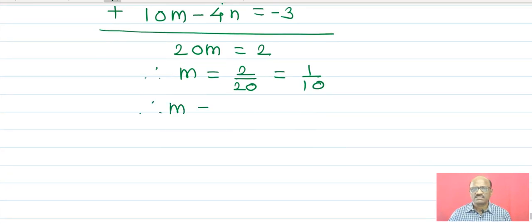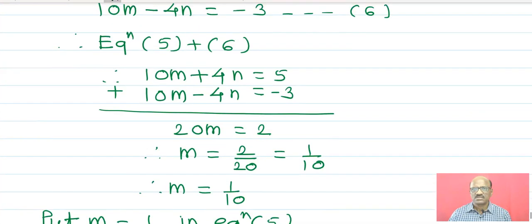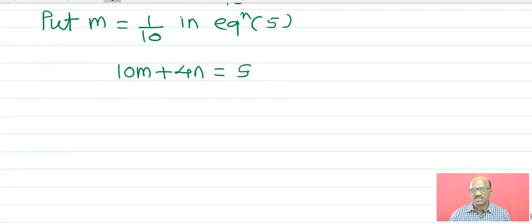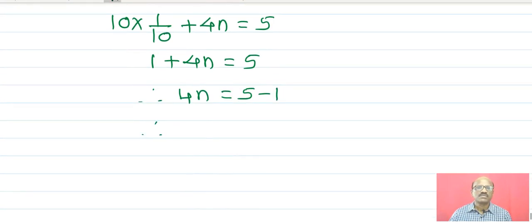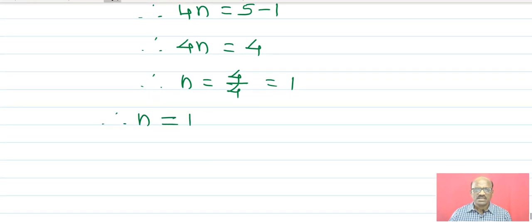But what is the value of m? m is equals to 1 upon 10. Put m is equals to 1 upon 10 in equation 5. Therefore, you will get 10m plus 4n is equals to 5. Substituting m, 10 into 1 upon 10, the 10 gets cancelled. Therefore, 1 plus 4n is equals to 5. Therefore, 4n is equals to 5 minus 1, so 4n is equals to 4. Therefore, n is equals to 4 upon 4, and that's 1. n is equals to 1.